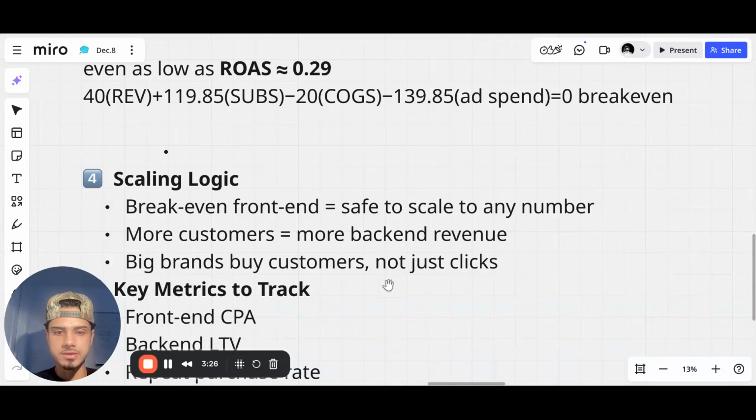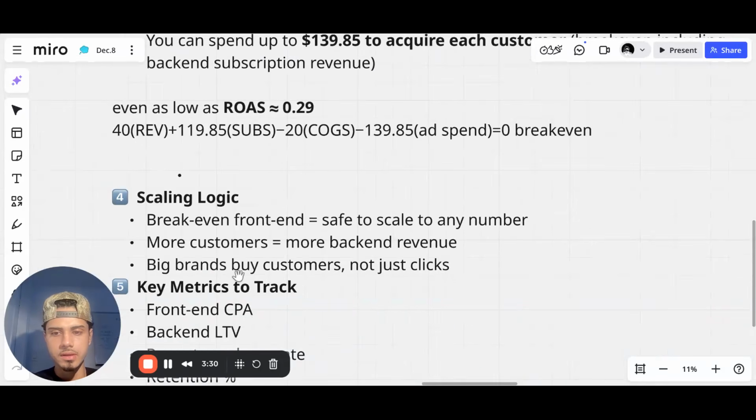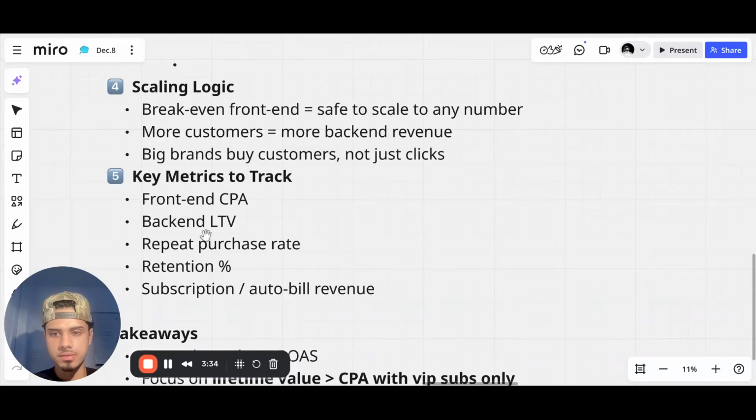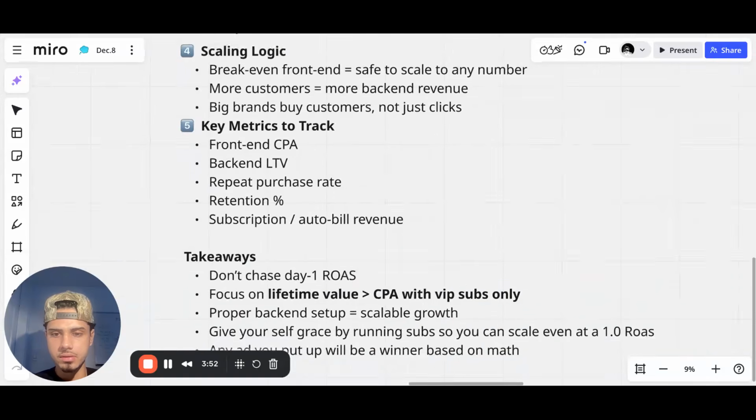Big brands buy customers, not just clicks. Obviously, that's just about subscriptions. That's all that means. And then obviously look at these metrics: front end CPA, back end lifetime value, repeat purchasing rate, your churn and retention rate, your subscription and automated revenue. Just do the math. It's pretty simple, and just have it listed out and look at all your numbers and see what your true number is and scale based off that.